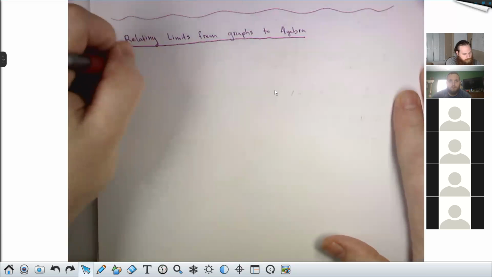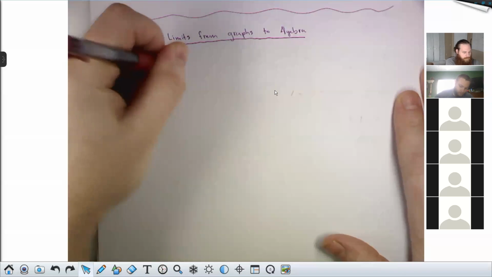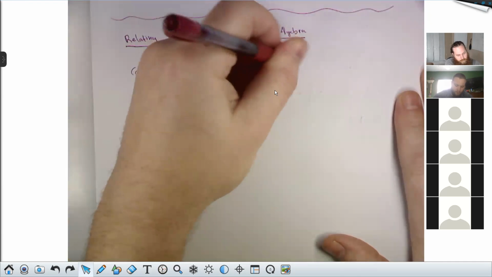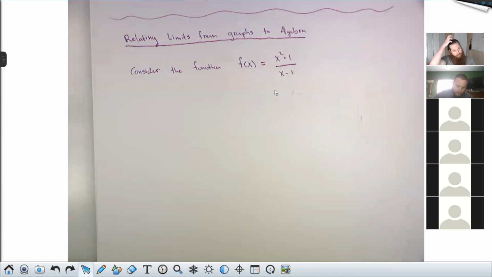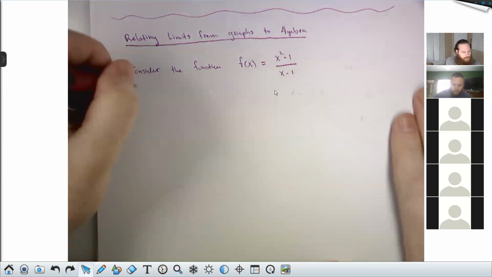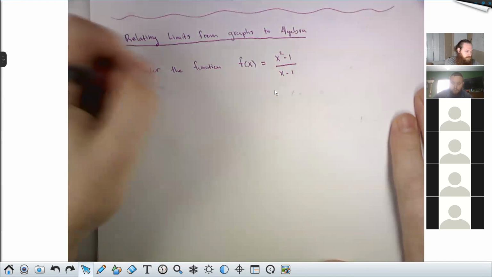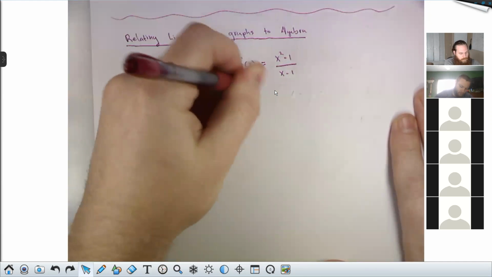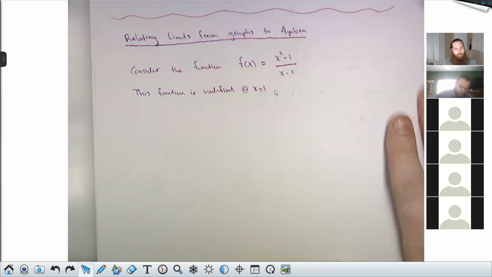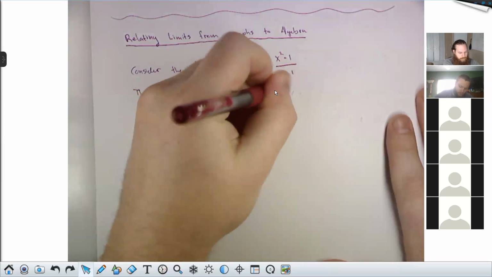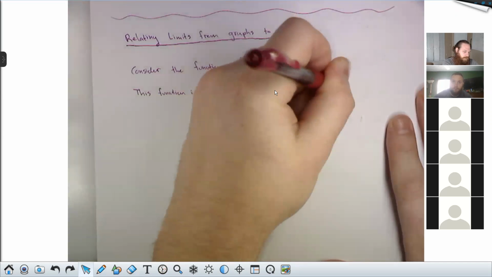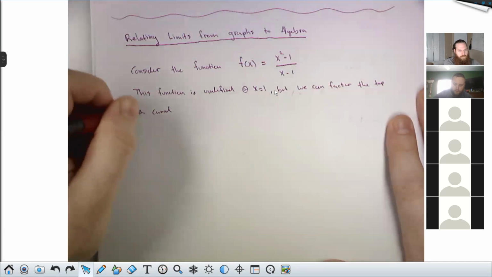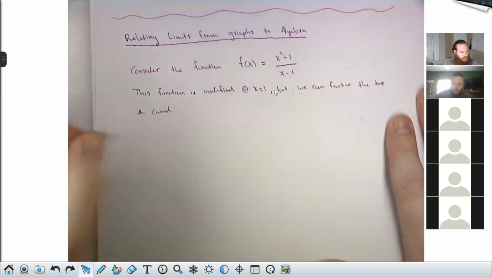So let me look at the graph of, let's say, consider the function f of x equals x squared minus 1 over x minus 1. This function is undefined at x equals 1, right? Because the bottom is 0 there. But we can factor the top and cancel. And here I'm using that ampersand symbol again, right? This just stands for the word and. You'll see me use that a lot. And cancel.